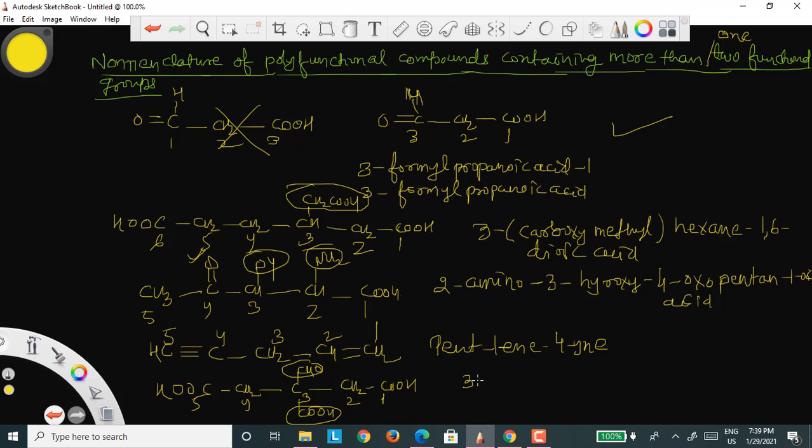So 3 per mile, and 3 in case of carboxylic acid, 3-carboxy. You can see 3-carboxy. Okay, this is also substitution. Then pent, pent-1,5-dioic acid, 1,5-dioic acid. So this should be the name of this compound.